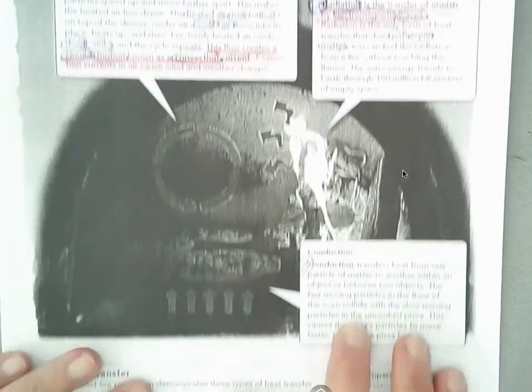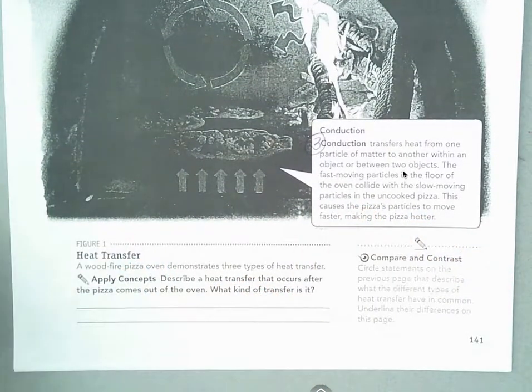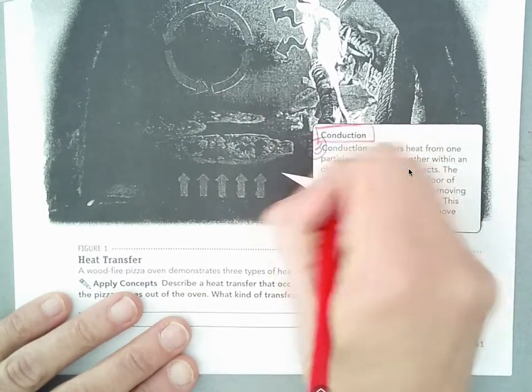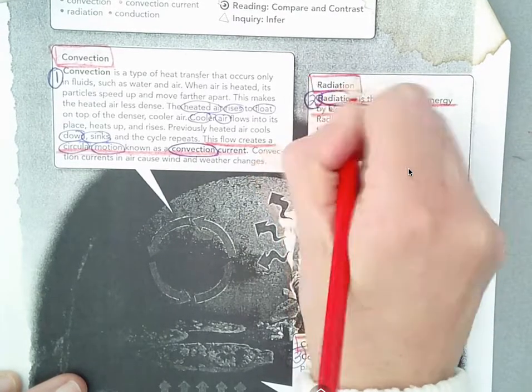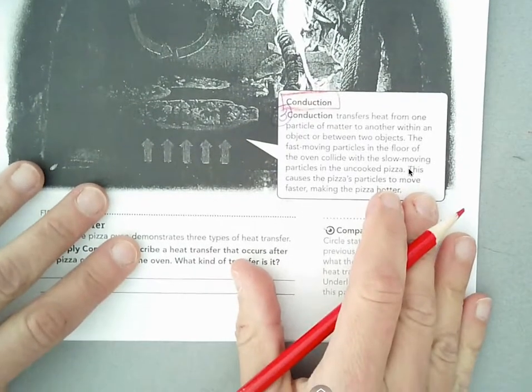All right, students, finally, let's go down to conduction, okay? I'm going to box and shade conduction. I should have boxed and shaded radiation. Let's do that. Okay, let's look at conduction.